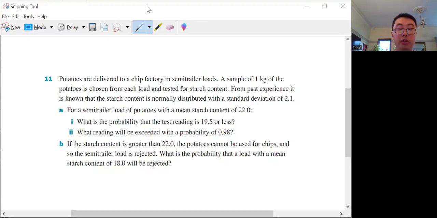So today we'll be going through another tutorial on the TI-Nspire CX II CAS calculator, and the topic will be on normal distribution. So let's get started.